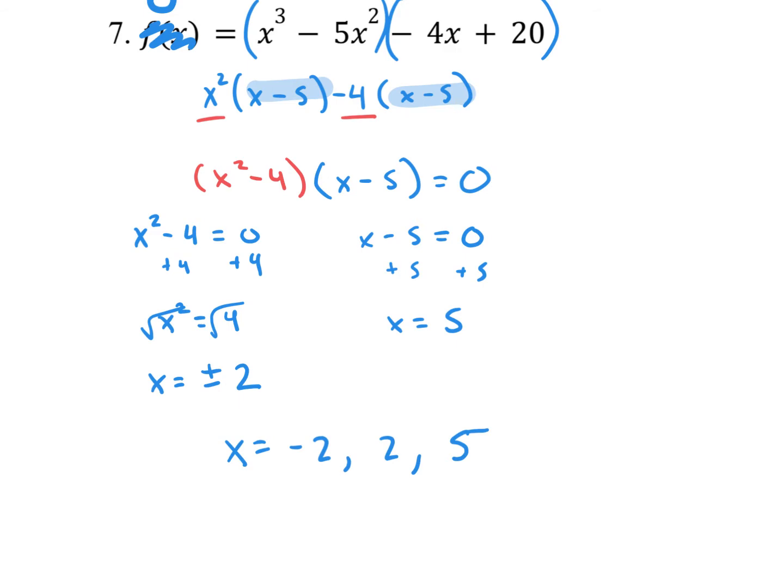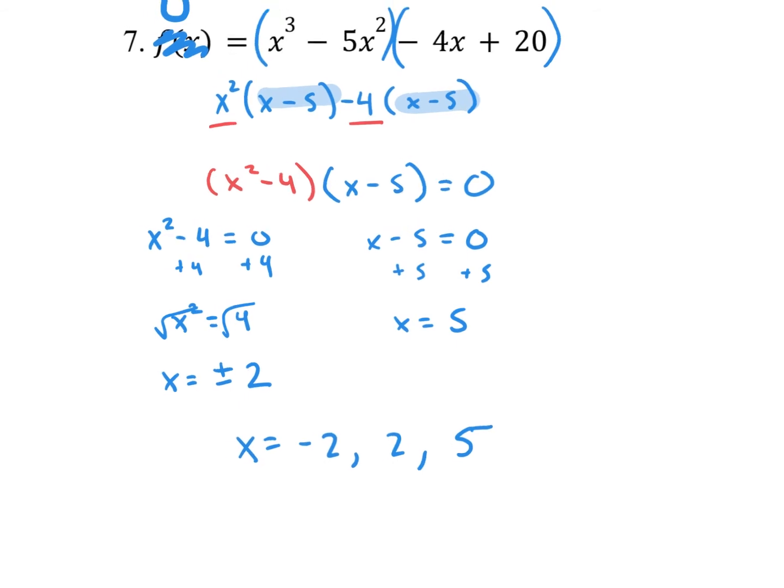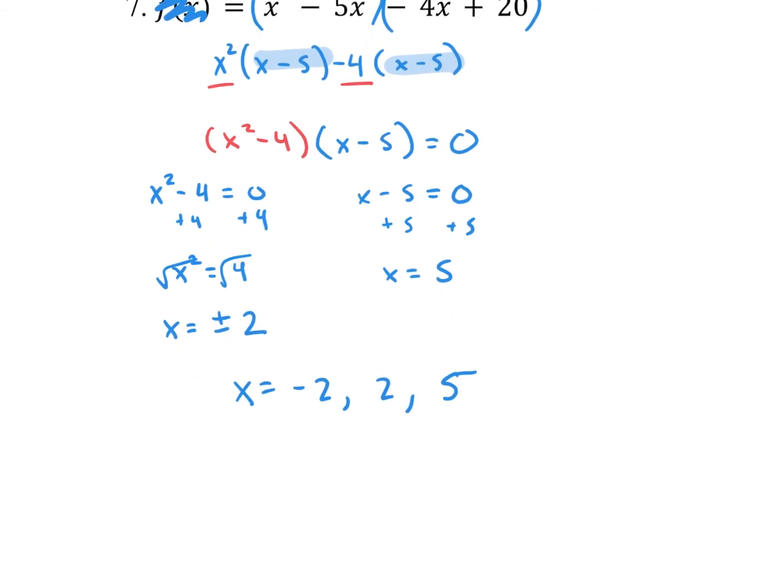Do I have any multiplicity here? Multiplicity of 0? No. Do any of my zeros repeat? No. So it would either say no multiplicity or multiplicity of 1, because you just have 1 of each of them. So this would be multiplicity of 1 because I only have 1 of each answer.